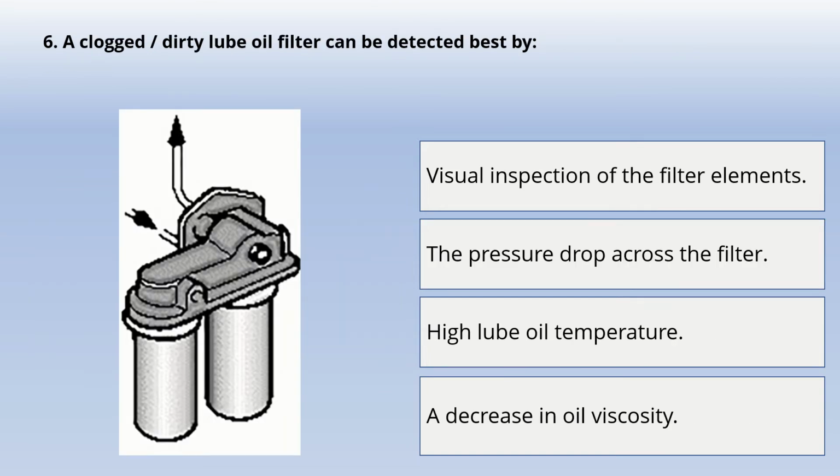Our next question is, a clogged or dirty lube oil filter can be detected by, and the options are visual inspection of the filter elements, the pressure drop across the filter, high lube oil temperature, a decrease in oil viscosity. And the correct option for this question is the pressure drop across the filter.